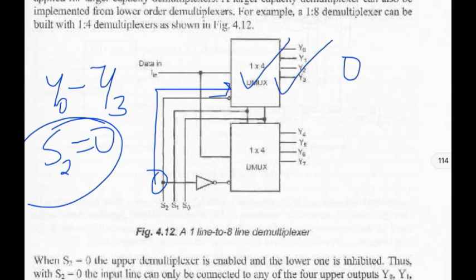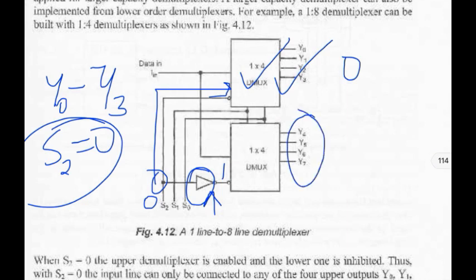So that 0 that was there at S2 gets inverted and comes out of this inverter as 1. And at that point, when a demultiplexer receives a 1 in its chip enable pin, what happens? It is active or inactive? It is inactive. Therefore, none of these are going to be displayed.